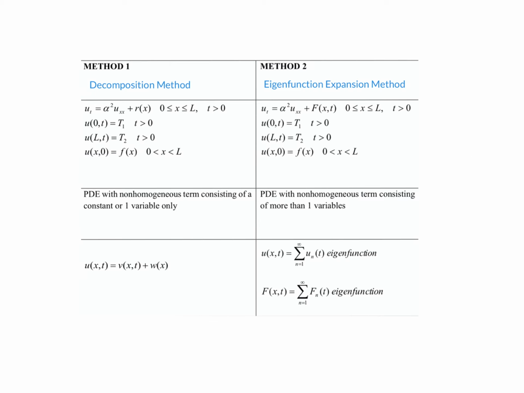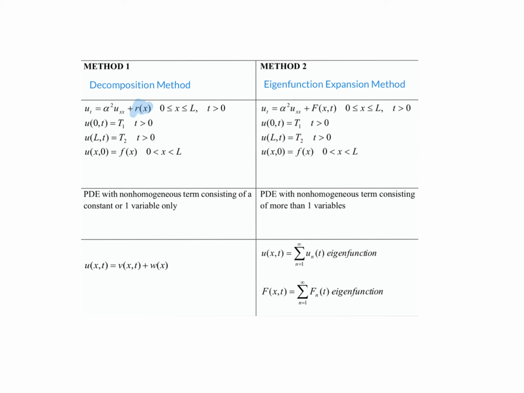Before we proceed, let's recall the difference between the decomposition method and the eigenfunction expansion method. We use the decomposition method when our PDE with a non-homogeneous term consists of a constant or one variable only. Okay, like this, where we have only x. We use the eigenfunction expansion method when our PDE with a non-homogeneous term consists of more than one variable.